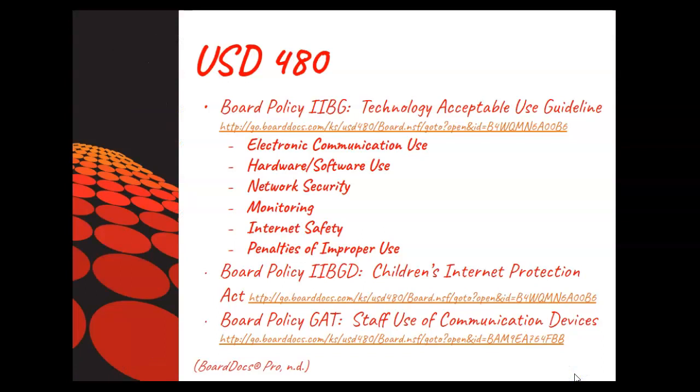So for USD 480, I found board policy IIBG, which is the technology acceptable use guideline. Each of these are links, so you can click on them and they will go directly to our policies. Electronic communication use, hardware, software use, network security, monitoring, internet safety, and penalties of improper use are all sections within policy IIBG. There's also board policy IIBGD, which is the Children's Internet Protection Act. So CIPA, we've learned about that, and how our district follows CIPA. And then there's the board policy GAT, which is staff use of communication devices. So this gives you direct rules and regulations on what they want us to do as a staff. Again, all of these links here are hyperlinked and will take you directly to the policies.